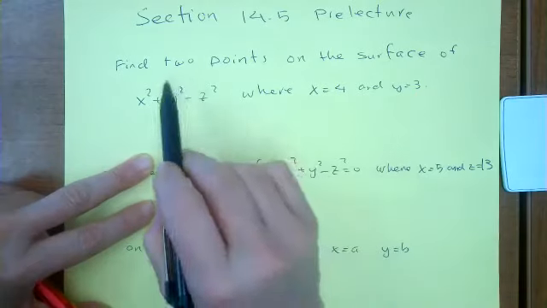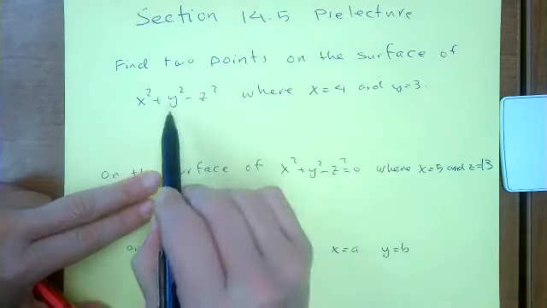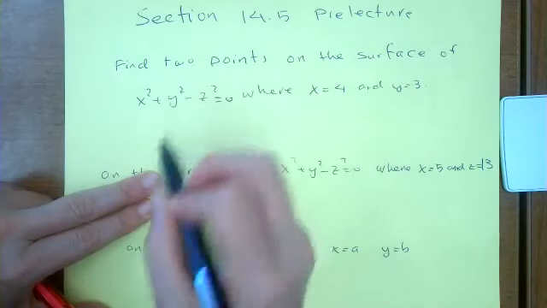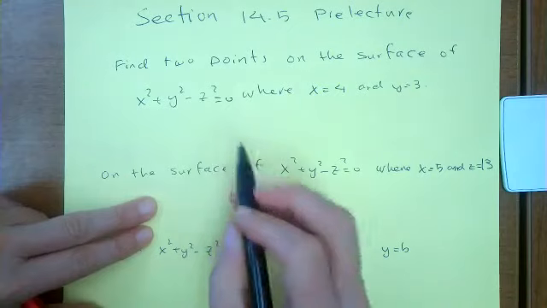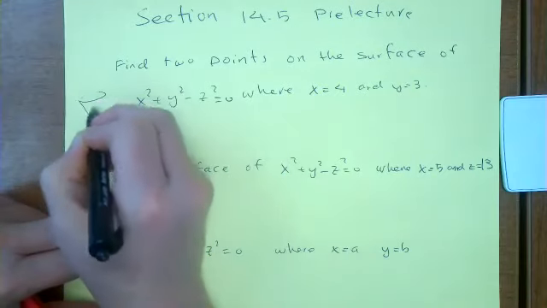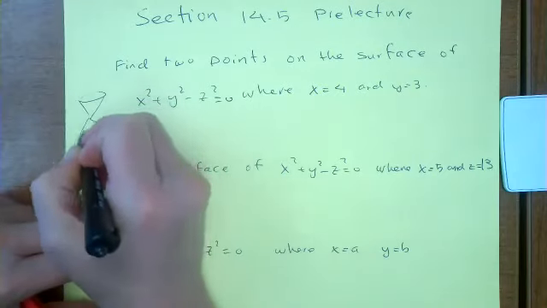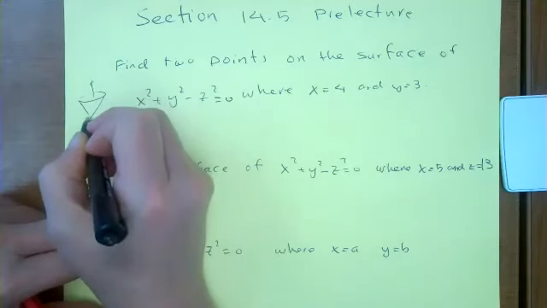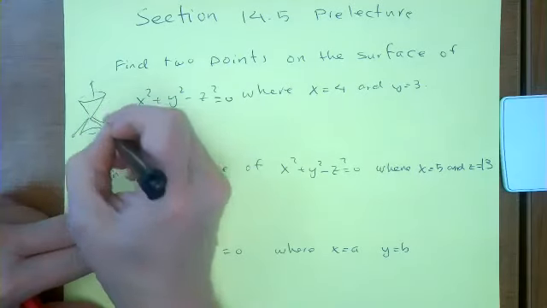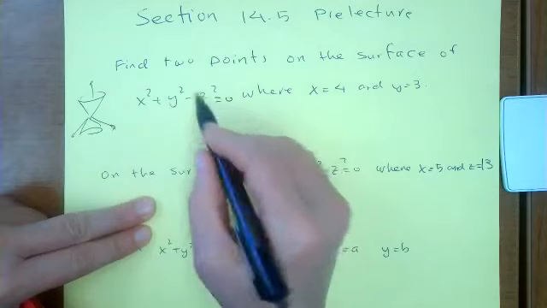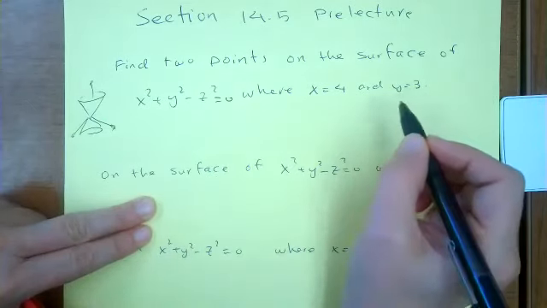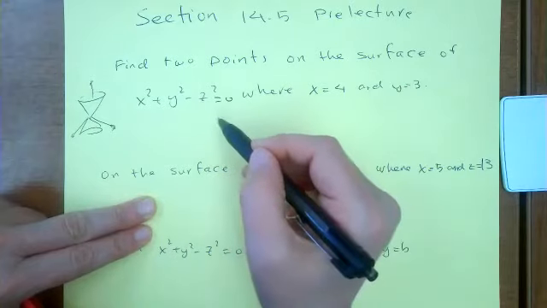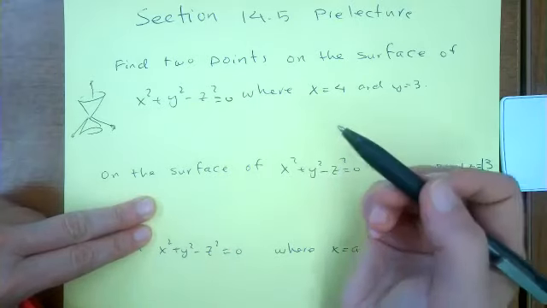It says: find 2 points on the surface x squared plus y squared minus z squared equal to 0, which I know is a cone that goes in the z direction, where x is equal to 4 and y is equal to 3. If this was an explicit function, I would just plug it in and solve for z.